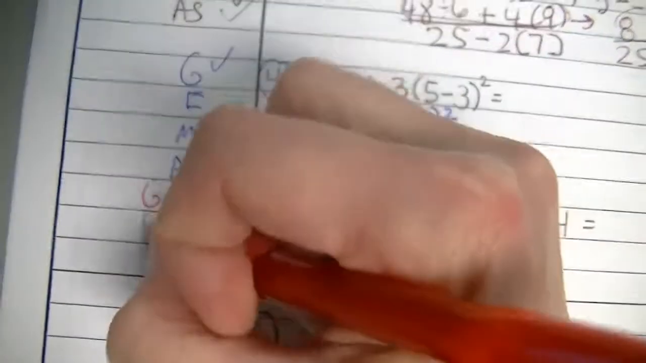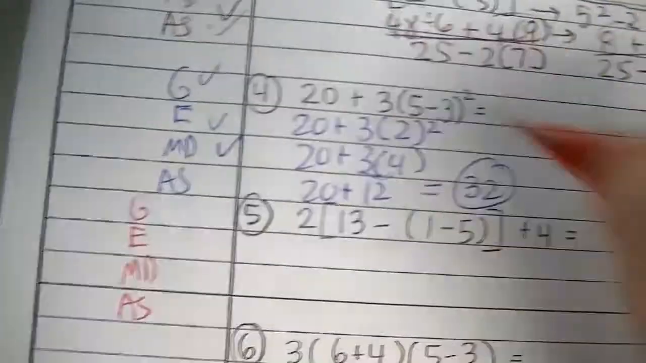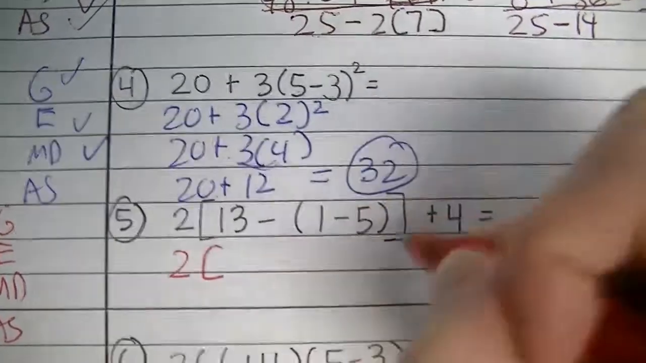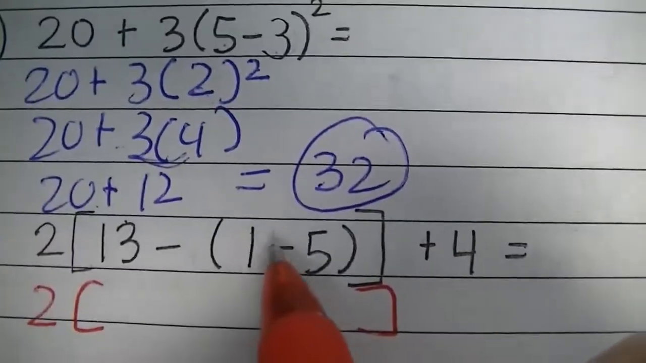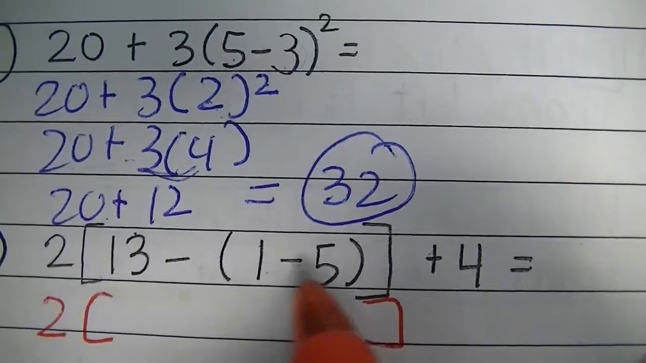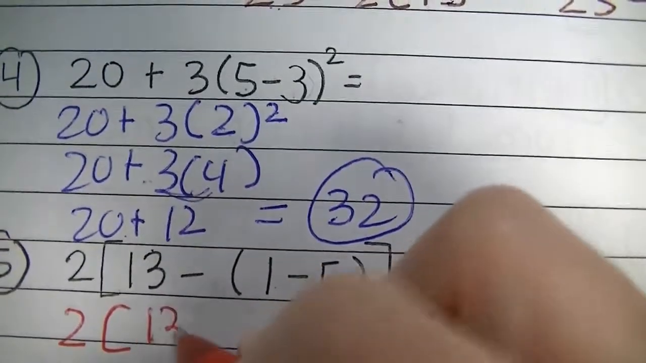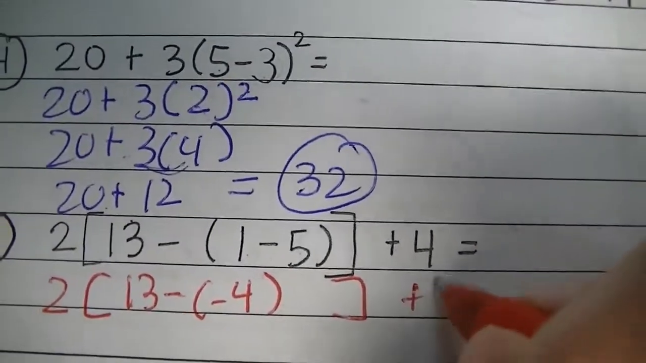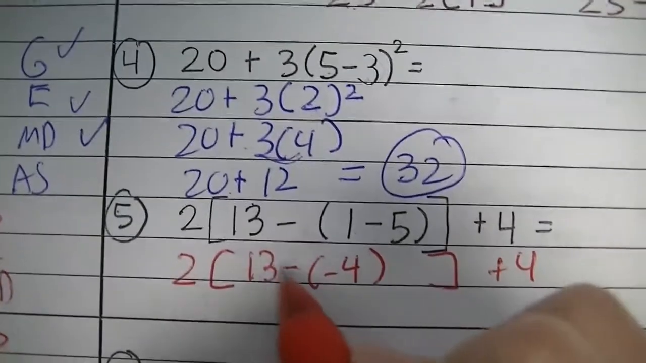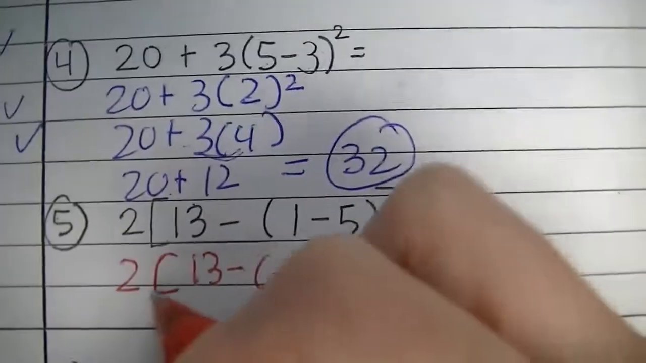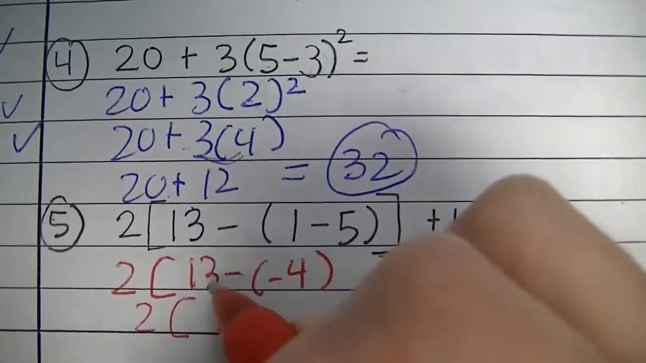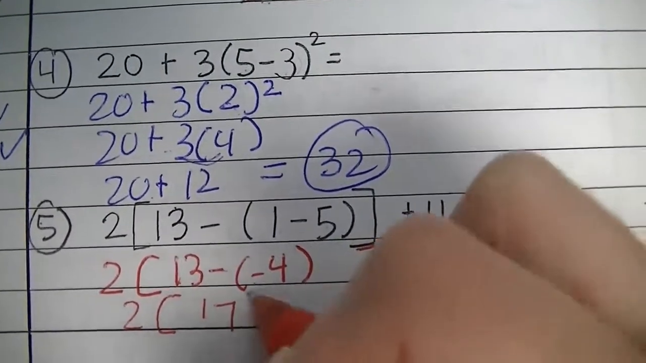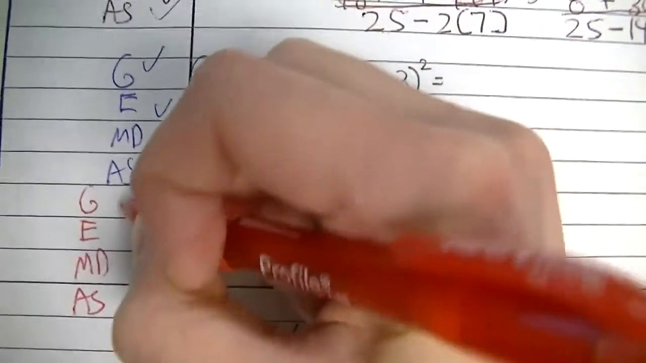Next problem. Grouping symbols right here. So there's a grouping symbol and a grouping symbol. So 1 minus 5 is negative 4. So this is really 13 minus a negative 4. And then plus 4. Okay, I'm still not done with grouping symbols because I have to simplify that. So 13 minus a negative 4 is actually 17. Okay, now I can cross that off.